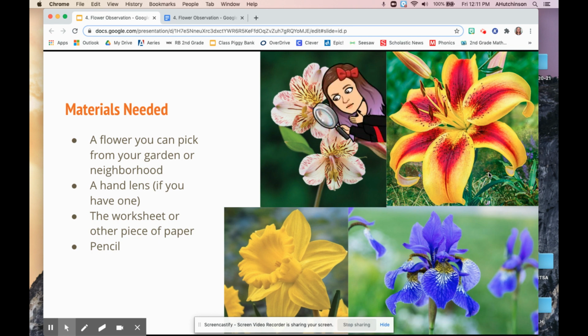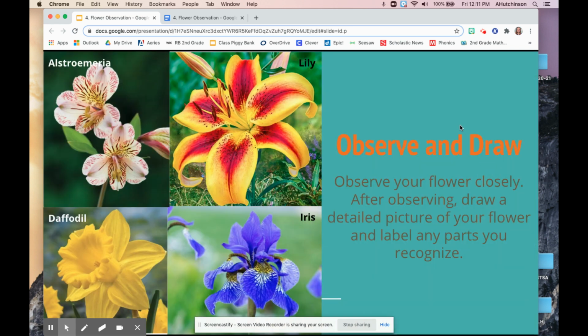Get ready to take a real close look at your flower. Here we go. The first thing you're going to do is observe and draw. I want you to observe your flower closely. Use your hand lens or magnifying glass if you have one. After you observe, draw a detailed picture of your flower on your worksheet or other piece of paper and label any parts you recognize.